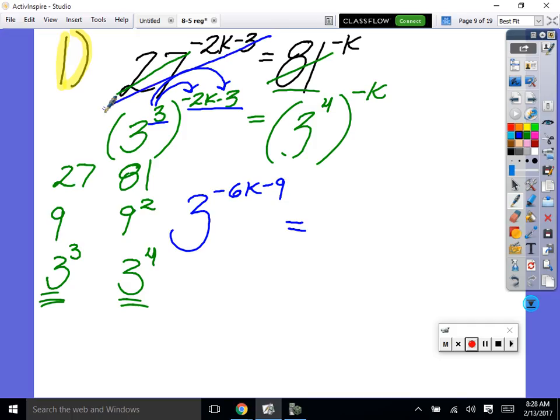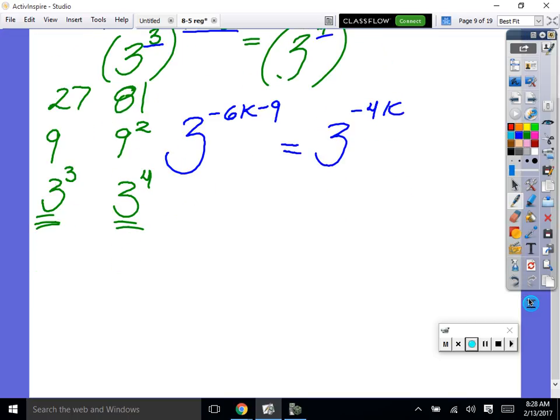So guys, what we've done is just rewritten this in a different form, base 3. So now over here, we have raise a power to a power and you multiply. So we have base 3 raised to the negative 4k. So now because they're the same base, we can undo that base. So what undoes base 3? So let's log base 3 both sides of the equation.